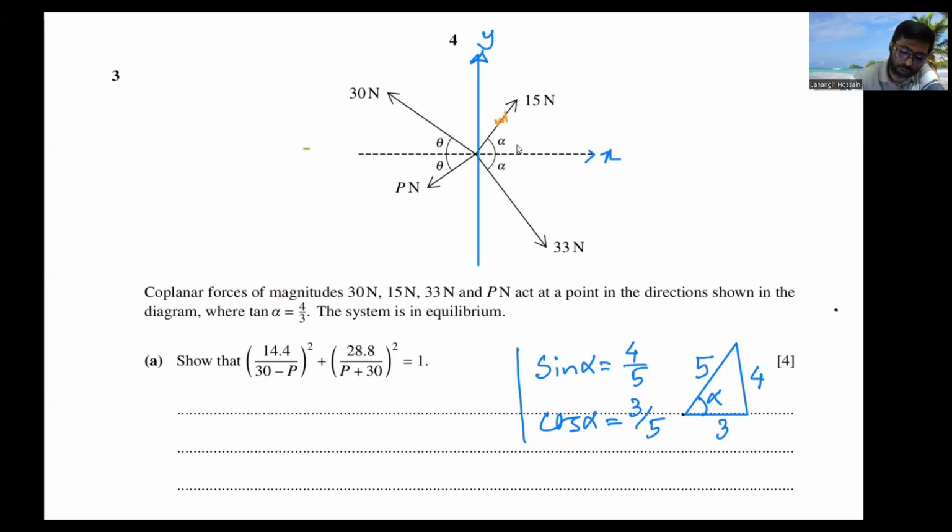Let's start with 15 Newton. 15 Newton lies in the first quadrant, so both of its components will be positive. Its x component is 15 cos alpha, because of the angle it makes with the x-axis. The y component will be 15 sin alpha. Then let's resolve 33 Newton. It's in the fourth quadrant, so the x component is in the positive direction, and the y component is in the negative direction. The angle with the x-axis is alpha, so the x component will be 33 cos alpha, and the y component 33 sin alpha.